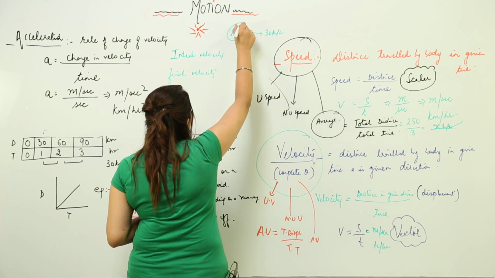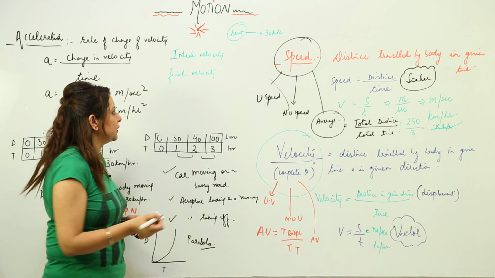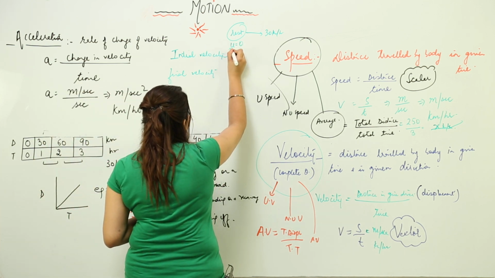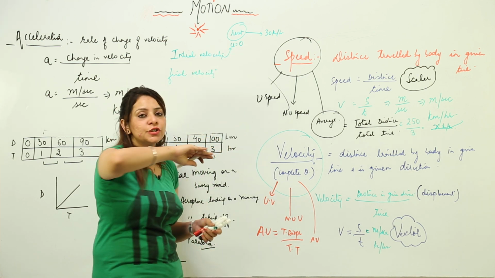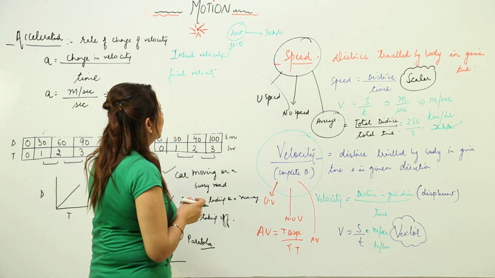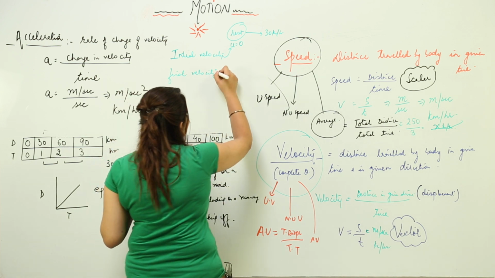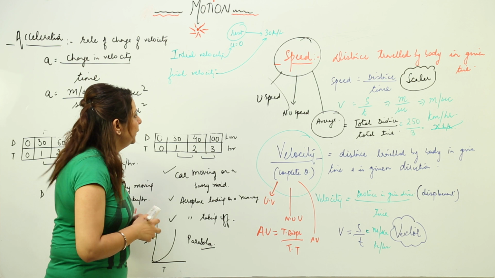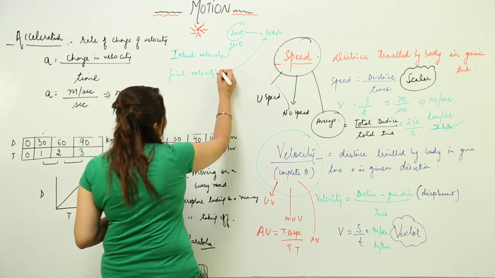So rest means it was not having any kind of velocity. So we say that initial velocity is 0, because initial velocity is noted by u, and initial velocity is that which it possessed earlier. So it comes out to be 0. Final velocity is that which is the end one, so it comes out to be 30 km per hour, and it is noted by v.